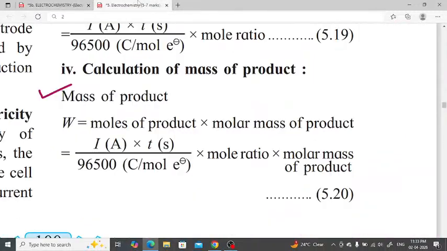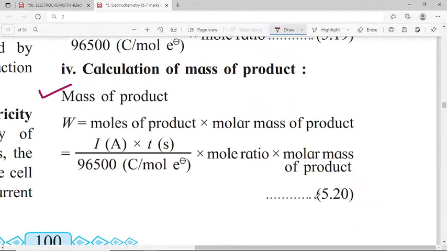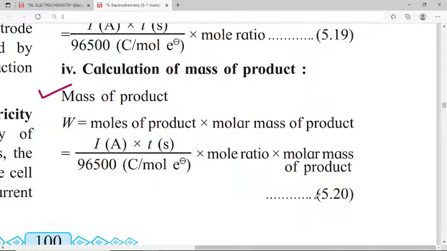And I'm using the formula. This is your formula. Mass of product is equal to current in ampere times time in seconds divided by 96500 coulombs multiplied by mole ratio multiplied by molar mass of product.